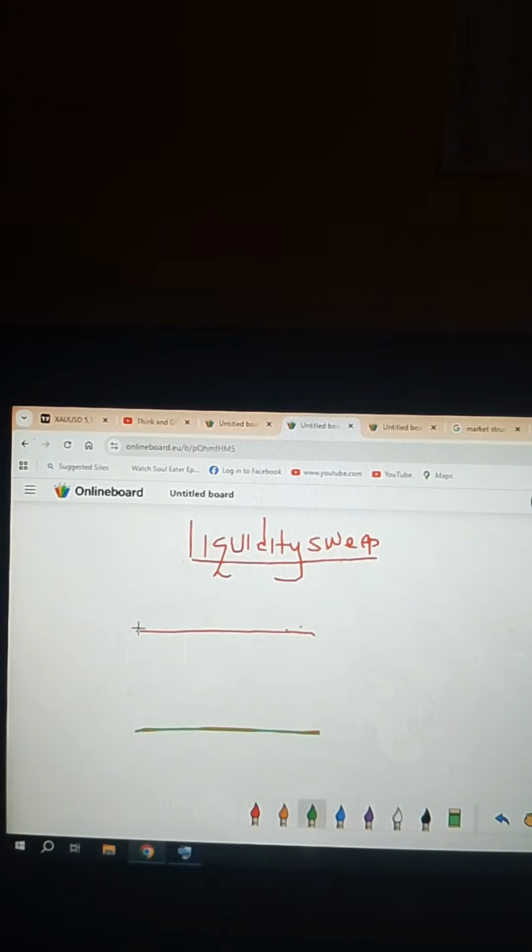I want to show you how I look for my entries using the Bollinger Band. Bollinger Band really works well on liquidity sweep. It follows the rules of liquidity sweep. So this is the high of yesterday, and this is the low of yesterday.